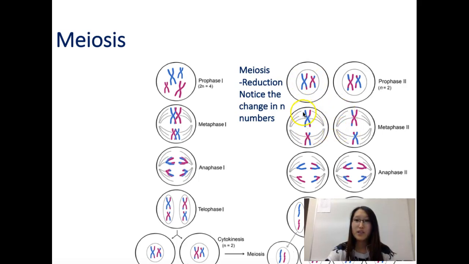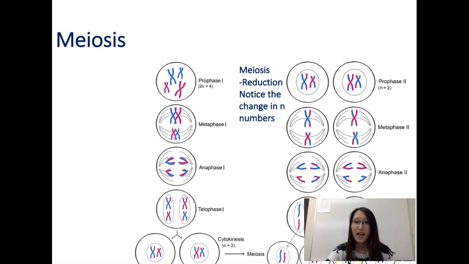So during metaphase 2, the sister chromatids line up at the metaphase plate. During anaphase 2, the sister chromatids separate from each other, being pulled by the spindle fibers. And then in telophase, the nuclear membrane reforms around the chromosomes. Cytokinesis, the daughter cells are formed. So now, as a result of meiosis, we would have 4 different cells.